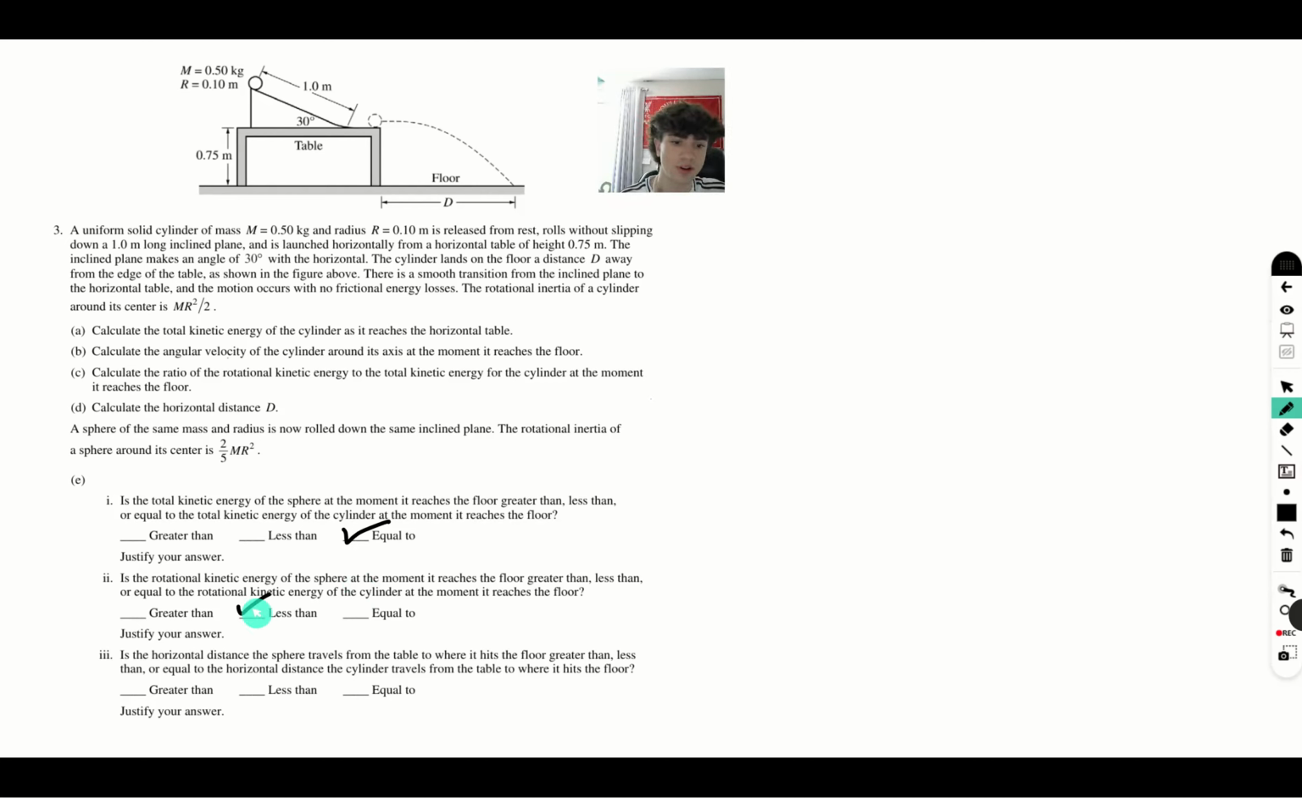And the last part is the horizontal distance the sphere travels, greater than, less than, or equal to. And for this one it's going to be greater than, because since the inertia of the sphere is less, that means that more energy is spent on it translating and less on it rotating, and therefore it is able to translate a greater distance along the horizontal field. And so there you go.